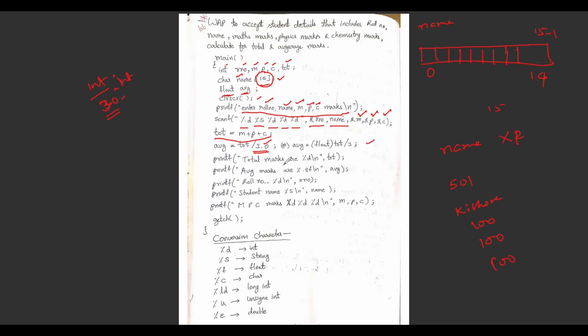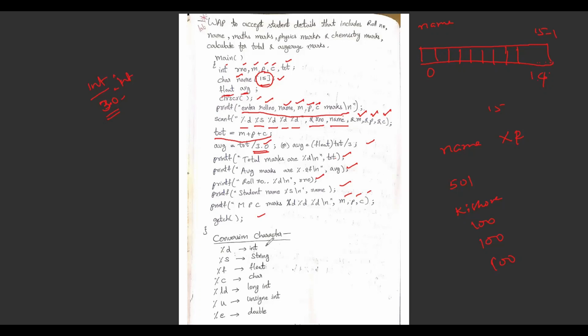Two ways. Now you're going to print: total marks are, that will be printed total TOT. Average marks are %.2f, point with the 2, right? After the point, 2 values, average. Roll number will be printed. Student name will be printed. Maths, physics, chemistry marks will be printed. That's the end of your program.